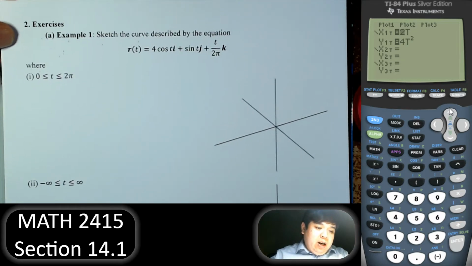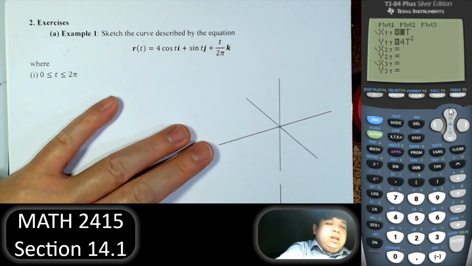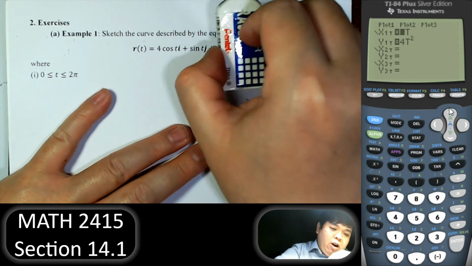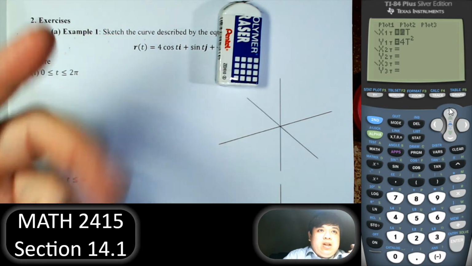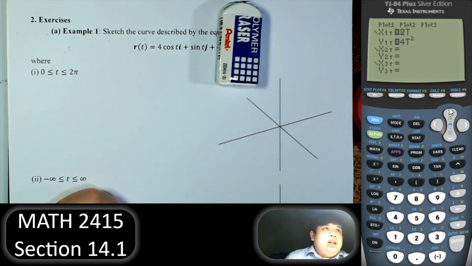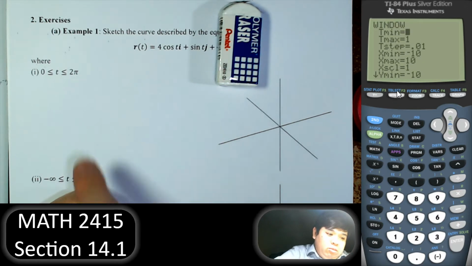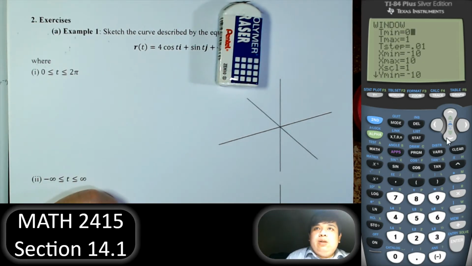Right. Now let's look at some examples. Sketch the curve described by this equation. Forget about the third component for a moment and look at the two dimensions, i and j, in the xy plane. Let's just graph it and see what happens: 4 cosine of t and sine of 2t, with t from 0 to 2 pi. Let's graph 100 points from 0 to 2 pi, dividing by 100.